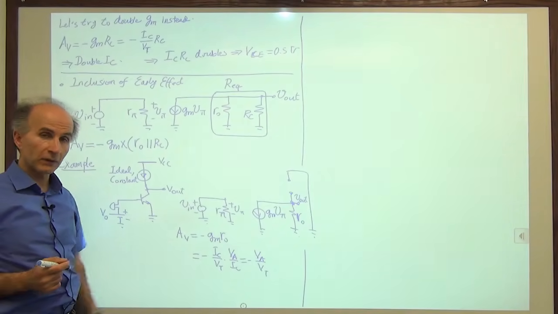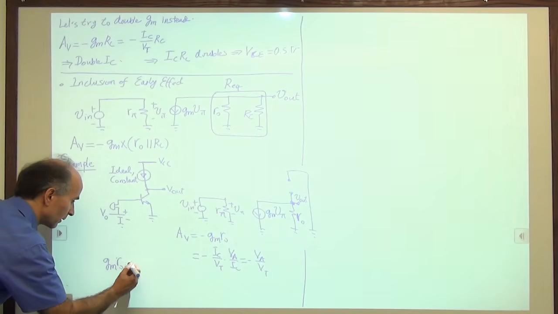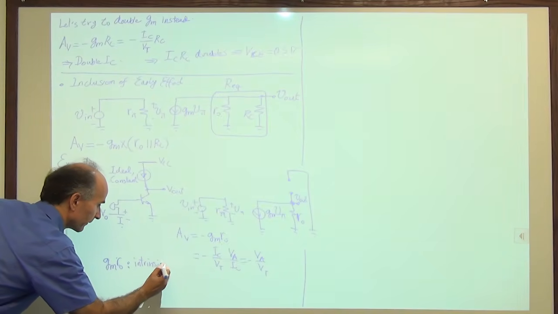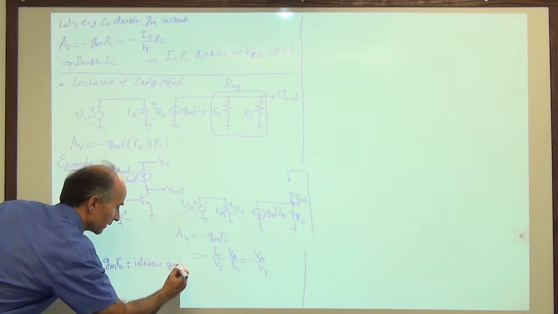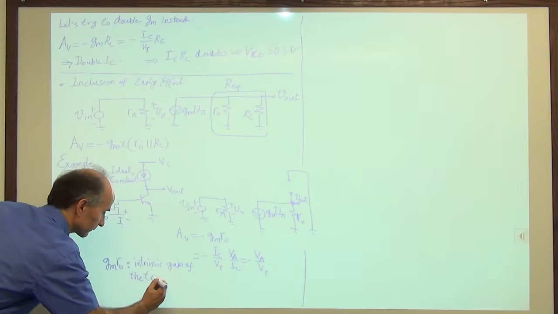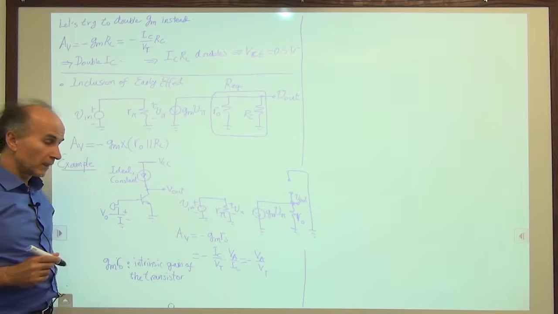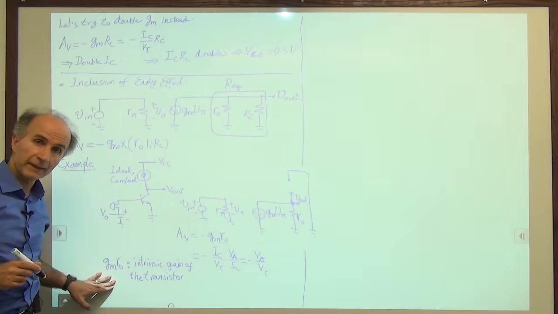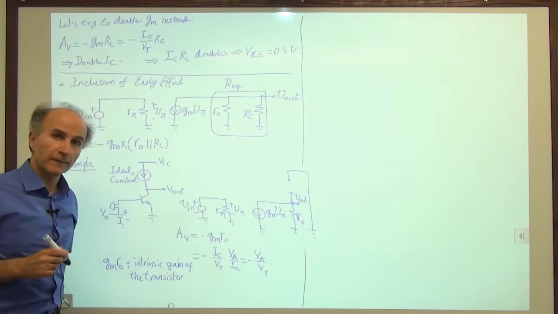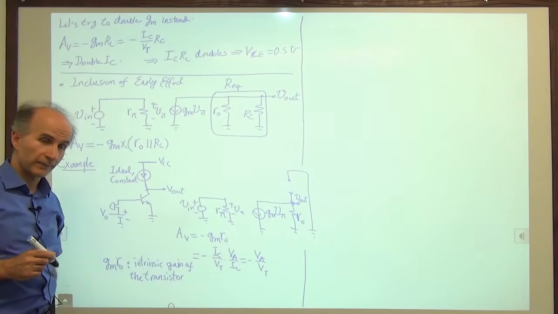So this has a particular name. We call GMRO the intrinsic gain of the transistor, because this is the best we can do. This is the highest gain we can get with a single transistor after we bought it, after we know its properties. You see that this gain does not even depend on beta. It just depends on the early voltage.